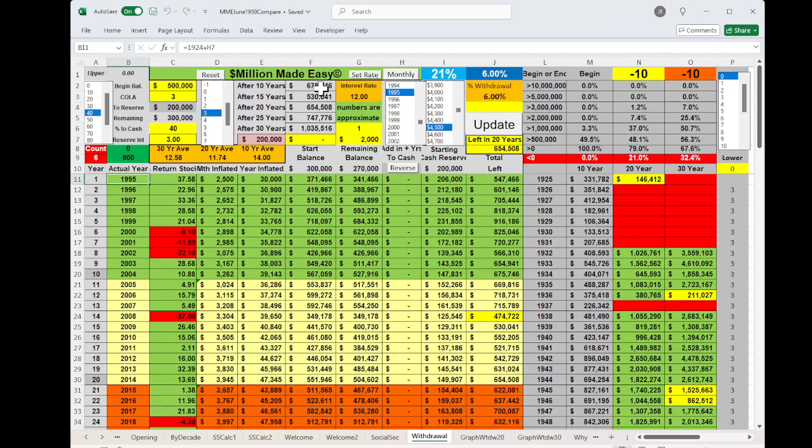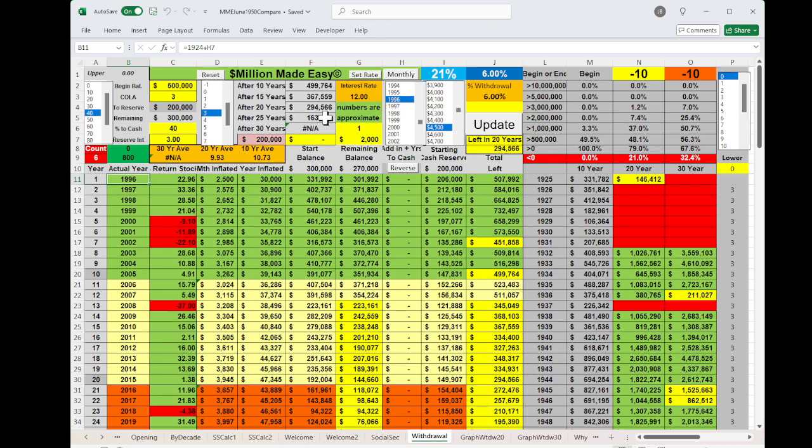But as we go down through, you're going to see these numbers change. 1996, down to $163,000 after 25 years. Again, that's not too bad, but you have quite a bit less than what you started with after 25 years.